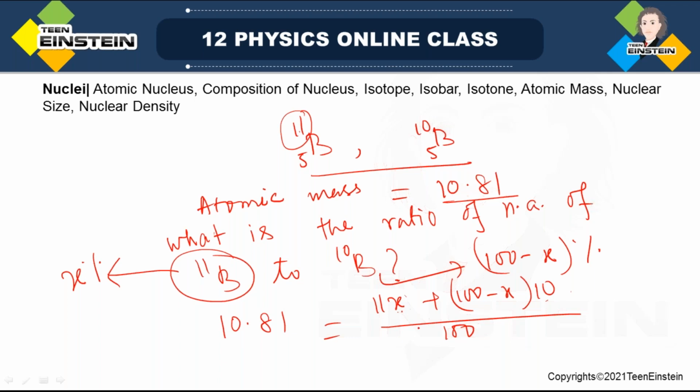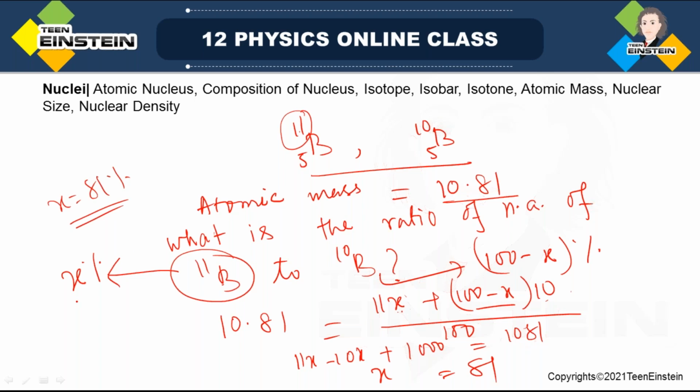Okay. So if you just solve this problem, you have 11x minus 10x plus 1000 here, and you have 1081 on the other side. So you look here, x is equal to 81. That means x is equal to 81 percentage of abundance of what? This boron 11. So now if you just subtract this, boron 10 will have 19 percentage then.